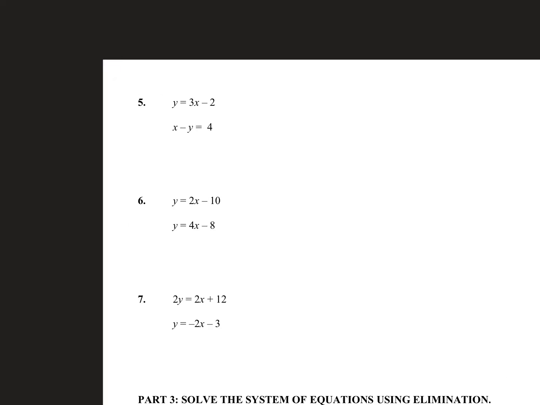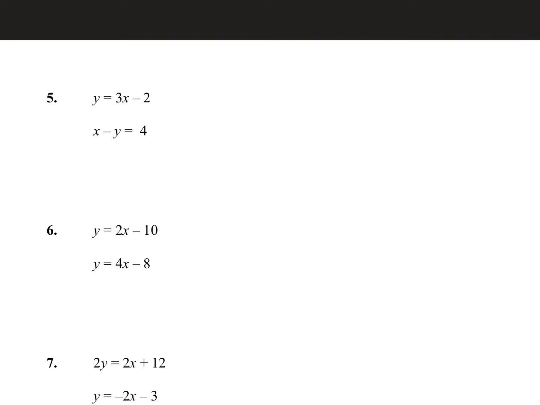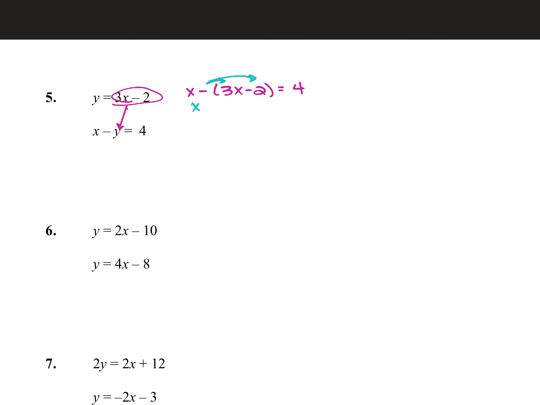If we look at our next example, we have y is equal to 3x minus 2 and x minus y is equal to 4. For this one, since we have a y is equal to, we're going to take the 3x minus 2, plug it in for y. So this is going to give us x minus, parentheses, 3x minus 2, close parentheses, is equal to 4. Distribute the negative in order to start. That's x minus 3x plus 2 is equal to 4. Your x minus 3x is negative 2x plus 2 is equal to 4.